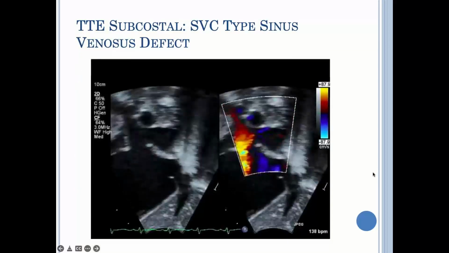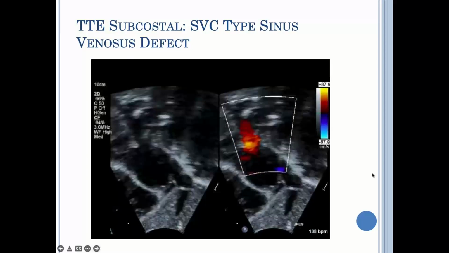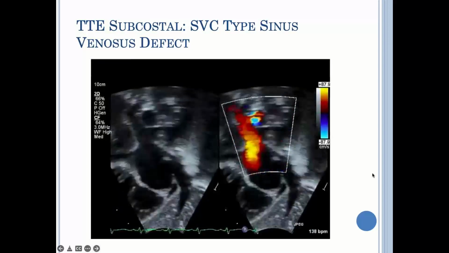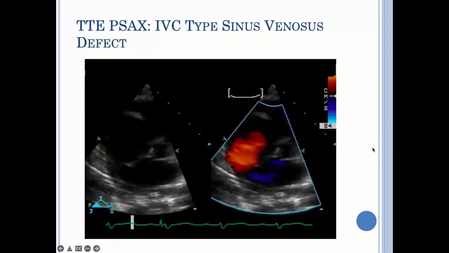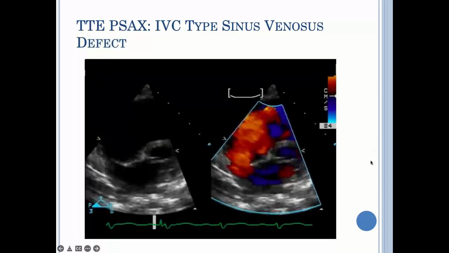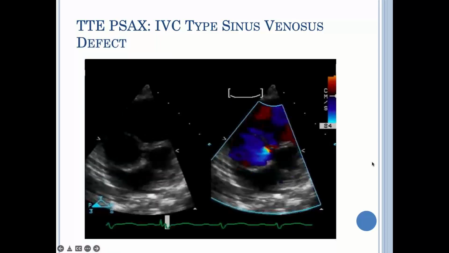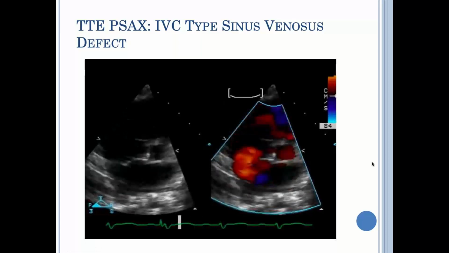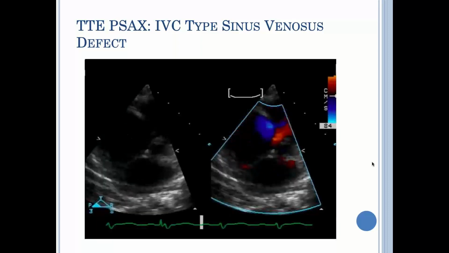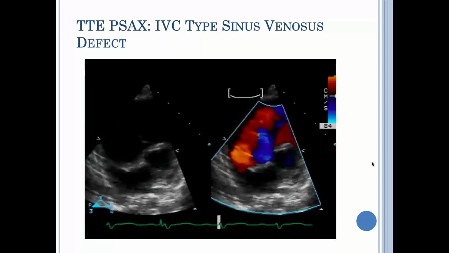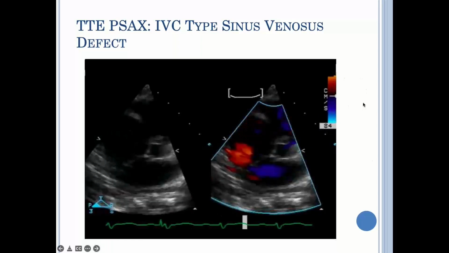In this case, it's a transthoracic subcostal view, and they're showing the SVC type of the sinus venosus defect. And then I have another video after, looking at the IVC type. And again, it becomes important to interrogate the pulmonary veins because if surgical closure is needed or additional interventions, it's important to know what type of anomalous drainage is associated with this defect.